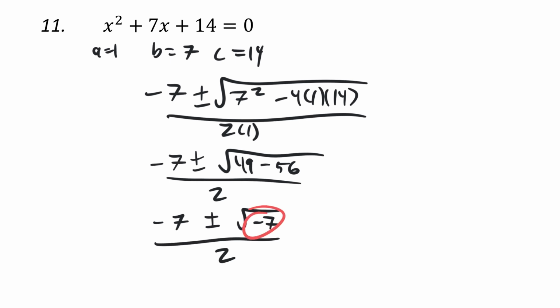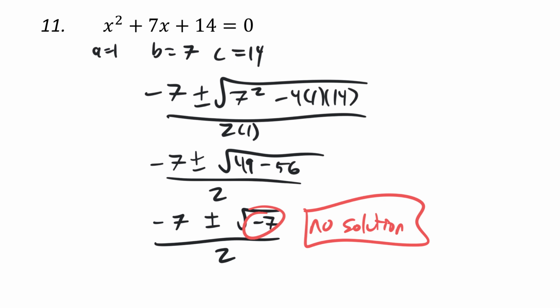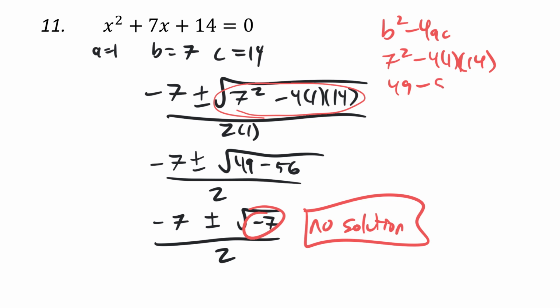Uh-oh. We have a negative number here. And that means there's no solution, or it's not factorable. Now, if you don't want to do all the work to show this, you can simply look underneath the root. B squared minus 4ac is going to be 7 squared minus 4 times 1 times 14, 49 minus 56, which is our negative 7. And because this number, negative 7, is less than 0, therefore no solution.